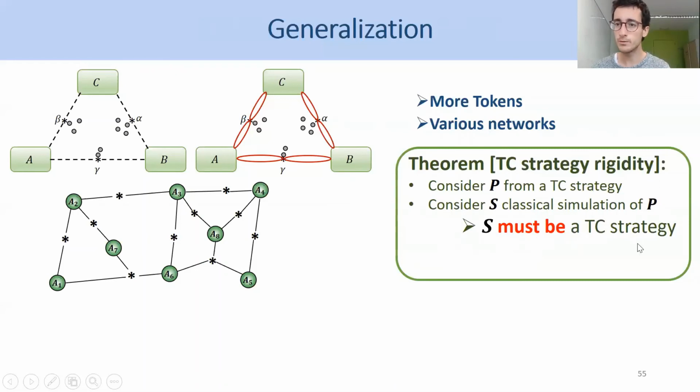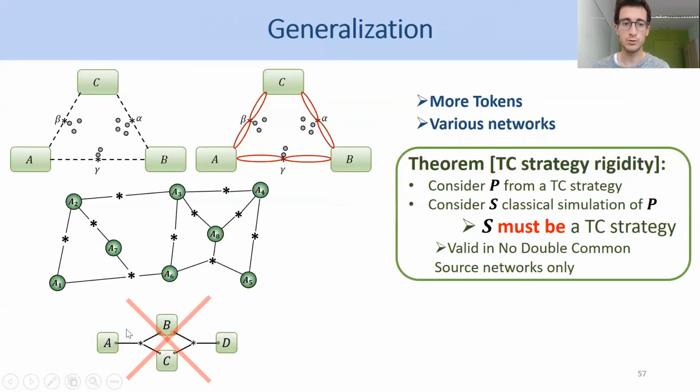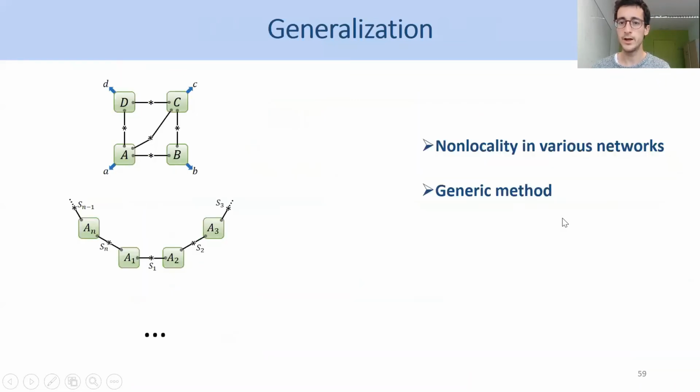So this theorem is not valid in all networks. It is valid only in what we call no double common source networks. This is specified in our manuscript, and in particular, it excludes this network. So this theorem gives a generic method to obtain non-locality. Using this generic method, we were able to prove non-locality in the triangle, in this network, and actually we give a very generic method which is able to work in many networks.